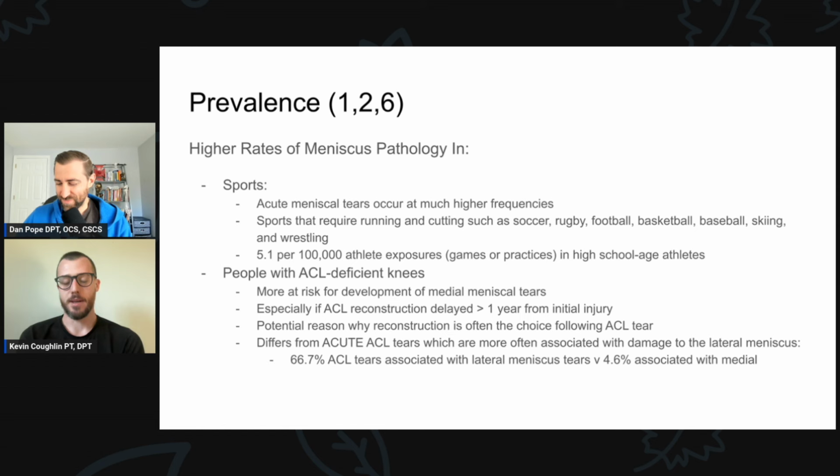And then just to keep reiterating this, with acute ACL tears, you're more likely to see damage to the lateral meniscus. There was a study looking at this, and 66.7% of ACL tears were associated with a lateral meniscus injury versus only 4.6% associated with a medial meniscus injury. So just something to keep in mind when you're assessing your ACL patients.